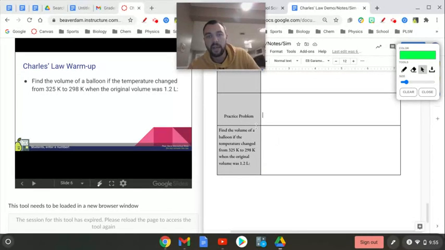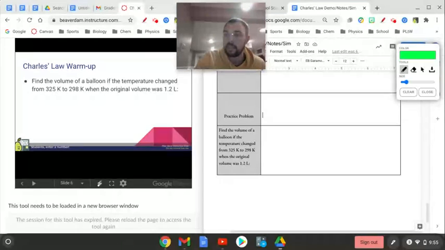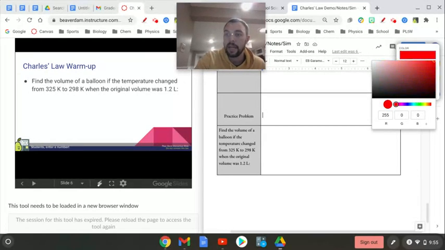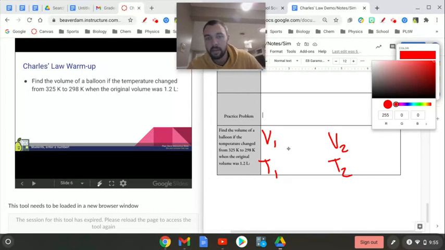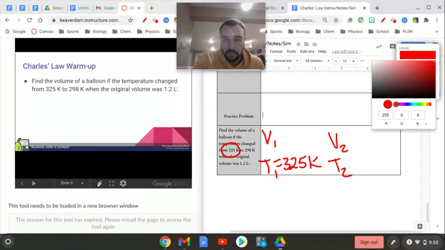Okay, next, find the volume of a balloon if the temperature changed from 325 Kelvin to 298 Kelvin when the original volume was 1.2 liters. Okay, so I want to set this up the same way that I set up the last one. V1, T1, V2, T2. Okay, that's fine. Temperature changed from 325 K, so that's where it started. 325 Kelvin. And it dropped to 298 K.